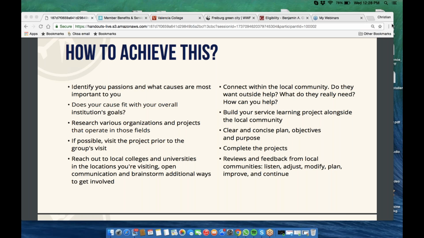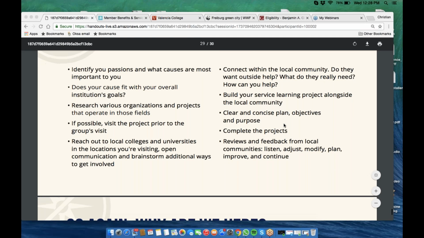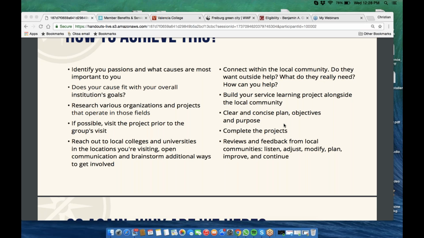Most importantly, you want to reach out to the locals in the community that you're visiting and ask them, what do you need? How can we help? Can we be of help? And in what way can we engage our students with your local students and make this a beneficial experience for all? When you build your service learning projects along with the local communities, you know you're going in the proper direction. You know that you're doing something that is of need, and they'll support you in that.